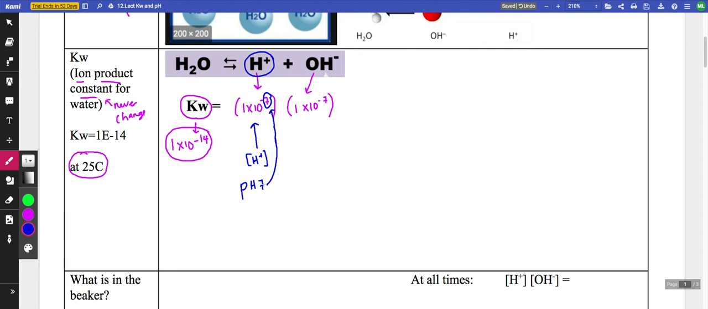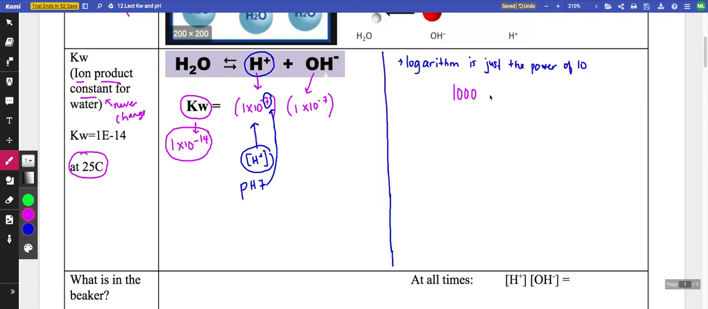Okay? So eventually I will teach you what pH is and how it is calculated. And you can see already that it is based on the molarity of the H plus. To get the 7 out, we have to log the power, the 10 to the negative 7. And now I'm going to teach you a little bit about logarithms. So a logarithm is just pretty much the power of 10.